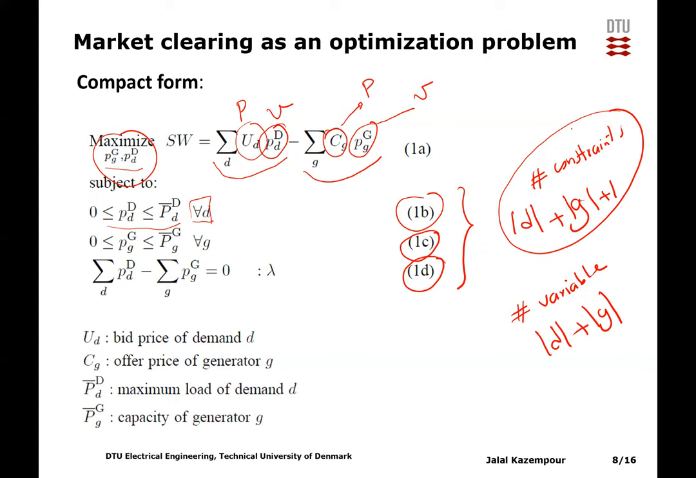The number of constraints. Yes. Shouldn't it be two times that? Because we have a greater than zero and smaller than PD. Yes, thank you so much. Yeah, Achilles, we made a mistake.